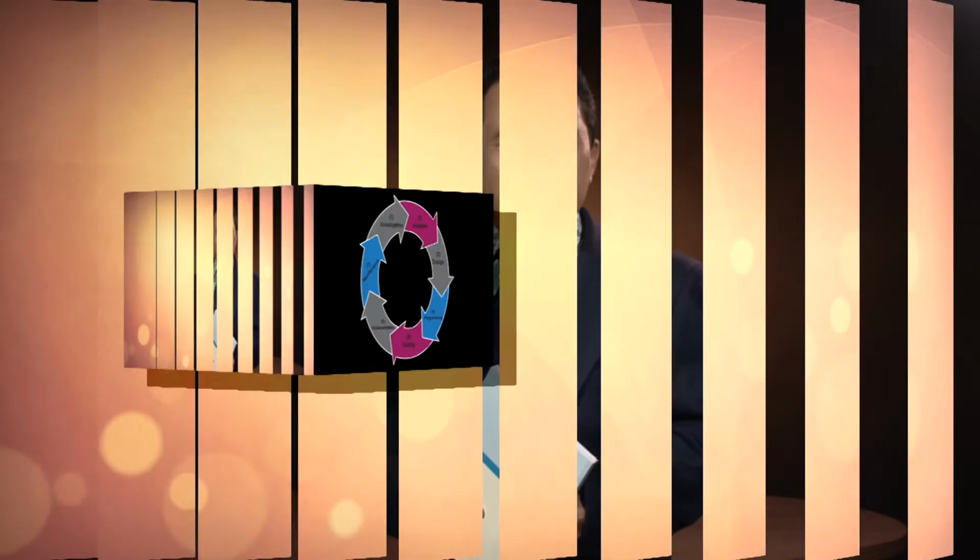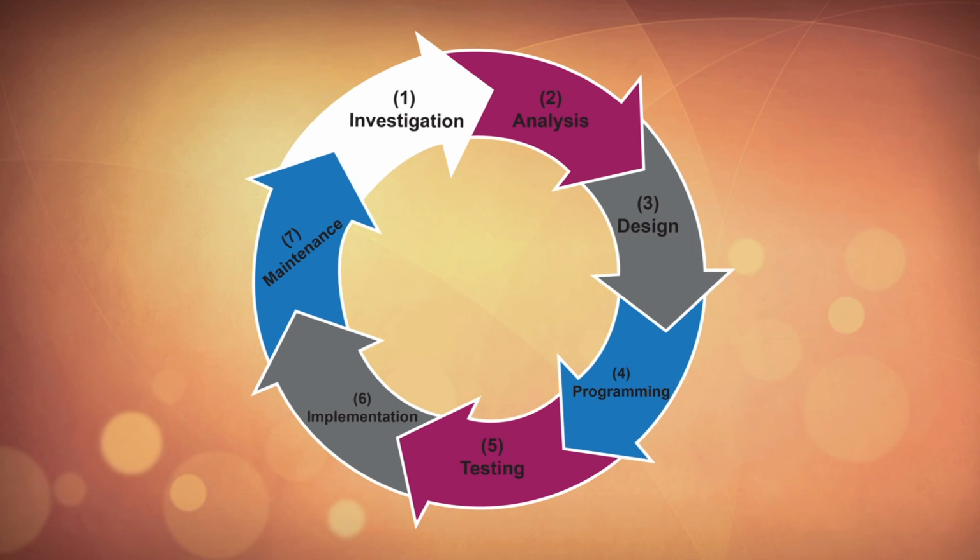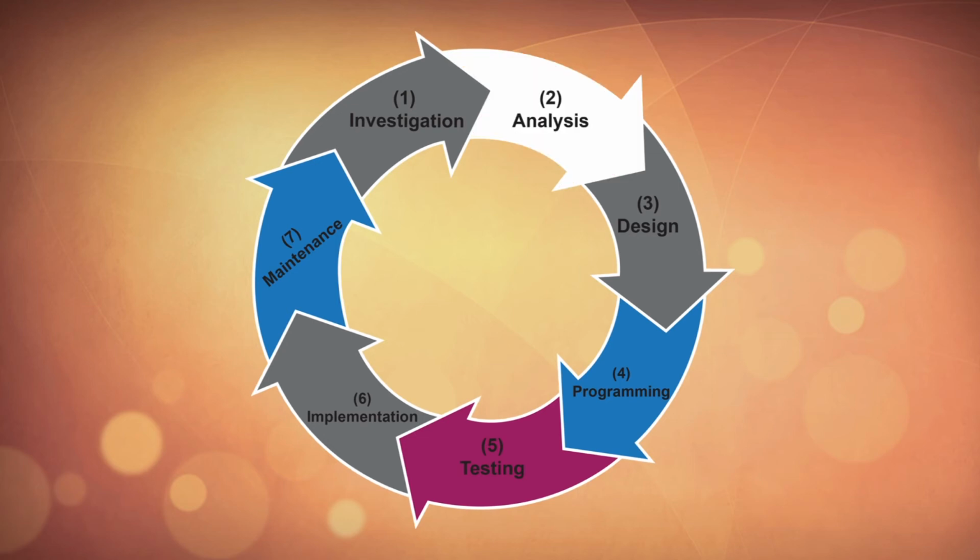Let's look at the phases of information systems, the so-called SDLC, System Development Life Cycle. Let's look at a given diagram. The phases in the diagram are, the first one is investigation. That's the first thing you have to do before a system is developed. Second is analysis. Third is design. Fourth is programming. Fifth is testing. Sixth, implementation. And the last one, seventh, is maintenance.